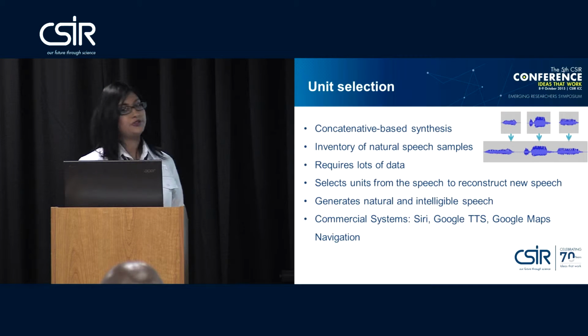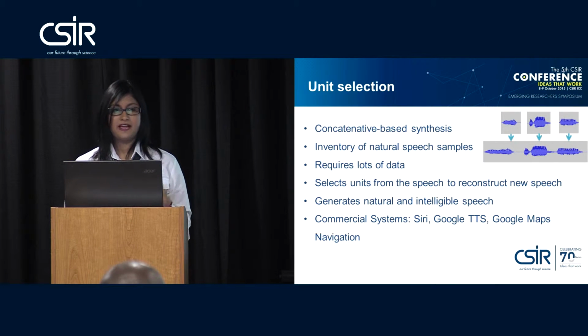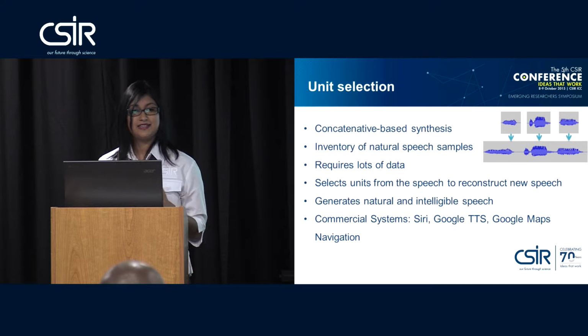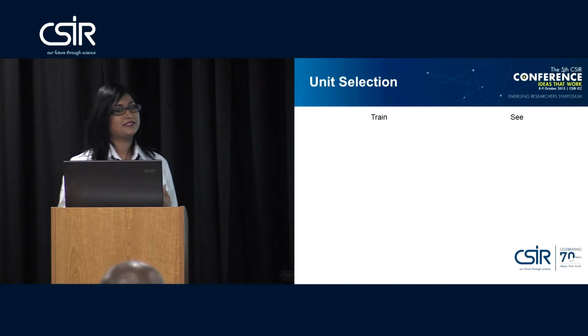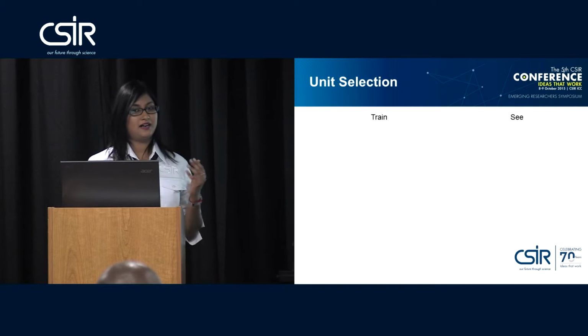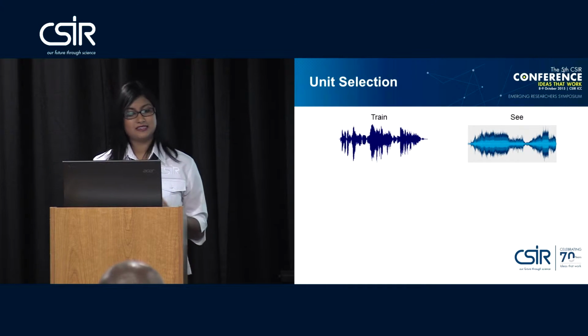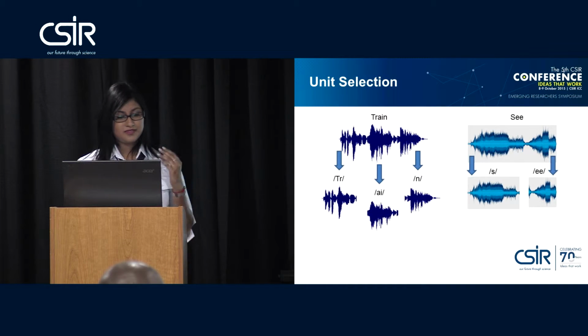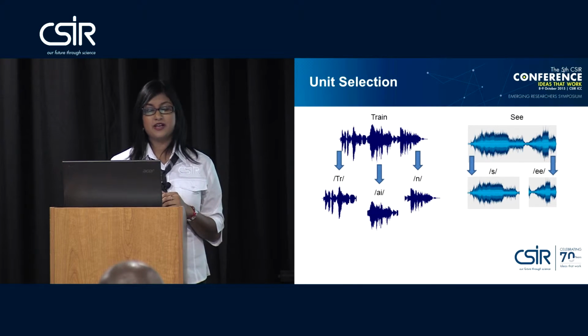The first is called unit selection. Unit selection is referred to as concatenative-based synthesis, which simply uses an inventory of natural speech samples that are recorded by a specific speaker. And this generally requires a lot of data, typically 2 or more hours of data. The way that it works is, say for example, you have two words with the corresponding speech waveform recorded by a voice artist. And typically, these waveforms are segmented into smaller units called phonemes, which is your smallest unit of speech.